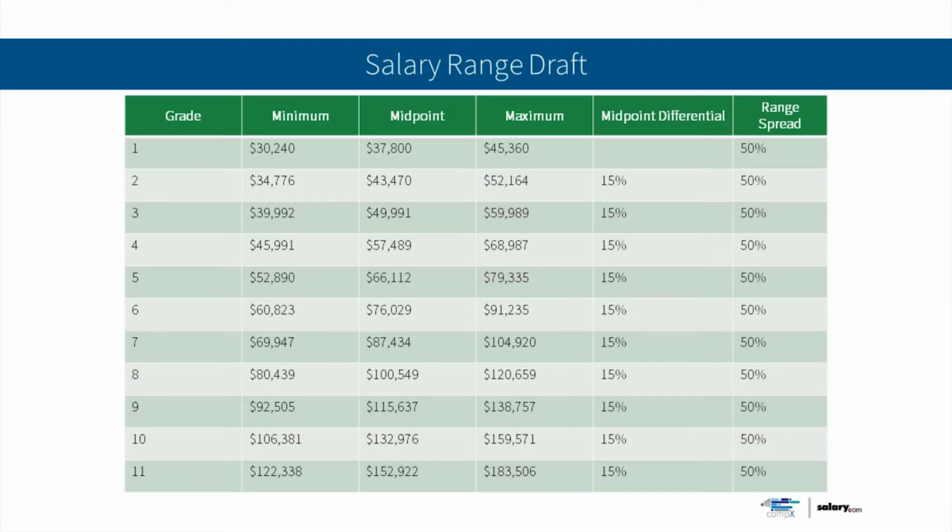Now, there is an art to creating a salary structure, and I want you to focus particularly on the minimums at this point. You see that there are really odd numbers there, like $69,947 for grade 7. So I take the range a step further and round that up to $70,000. There's a reason for this.